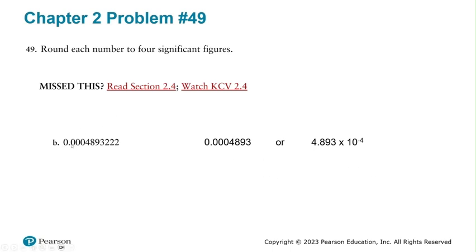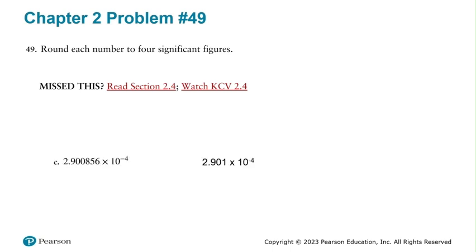Again, all of these leading zeros are insignificant. And then we have 1, 2, 3, 4. We're going to keep this 3, and we use the 2 to determine how we round. 2 is less than 5, so we round down.